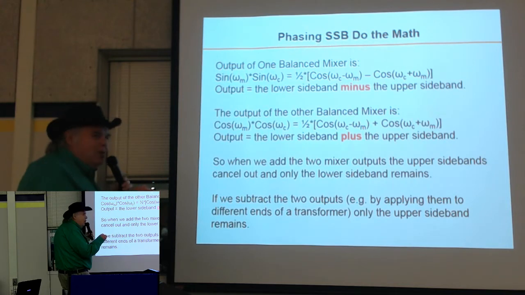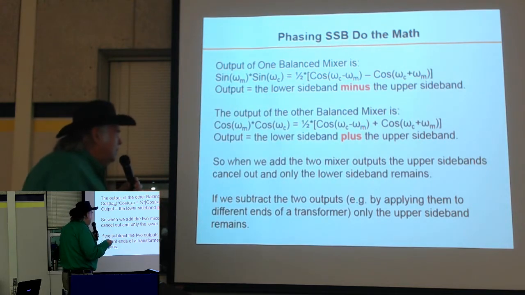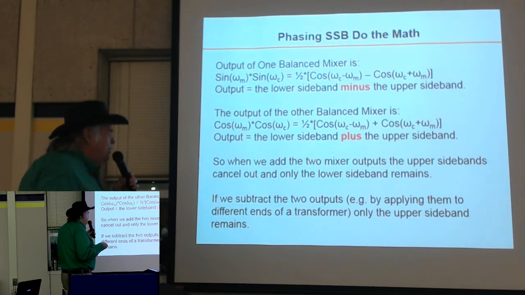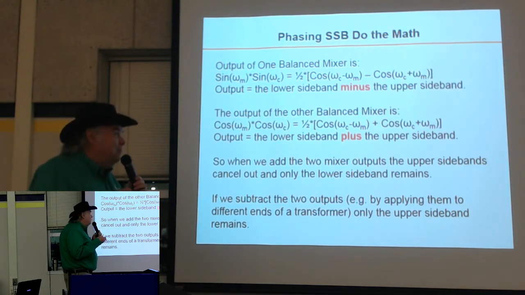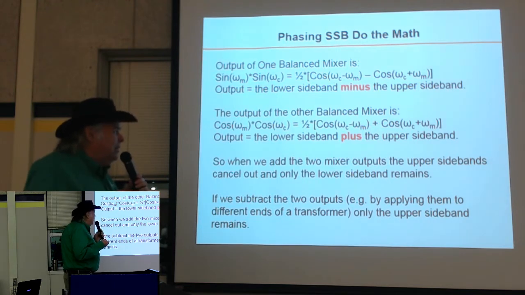So that's how I get the lower sideband, by the phasing method. If I subtract the outputs instead of adding them, make this one a negative, then the lower sidebands cancel one another out. This becomes a negative, added to a negative, so that becomes 1, right? So then in that case, we just have the upper sideband left.